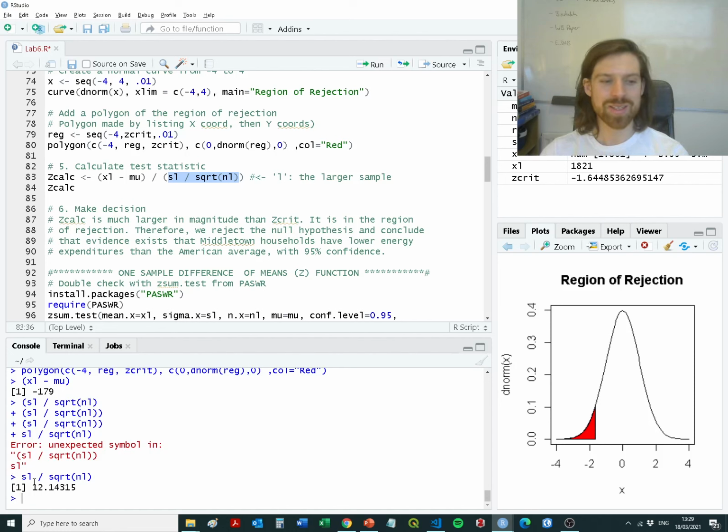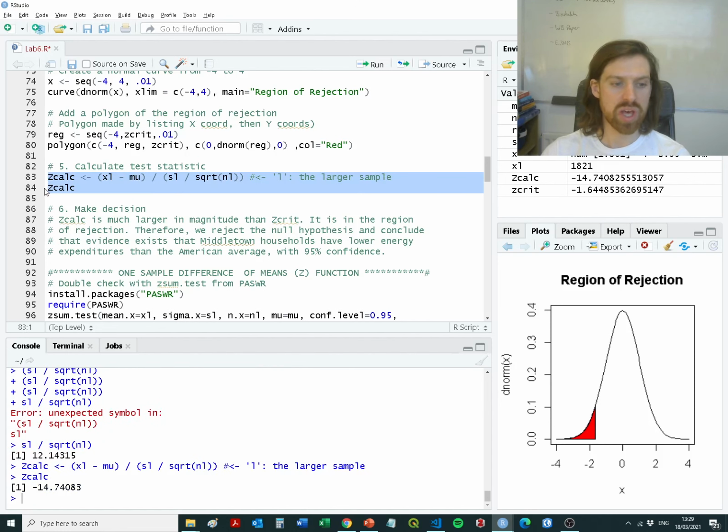There we go, the standard error of the mean, which is 12.14. So it's minus 179 divided by 12.14. And when we do that, we get minus 14.74. So it's really, very much further below our critical value threshold.